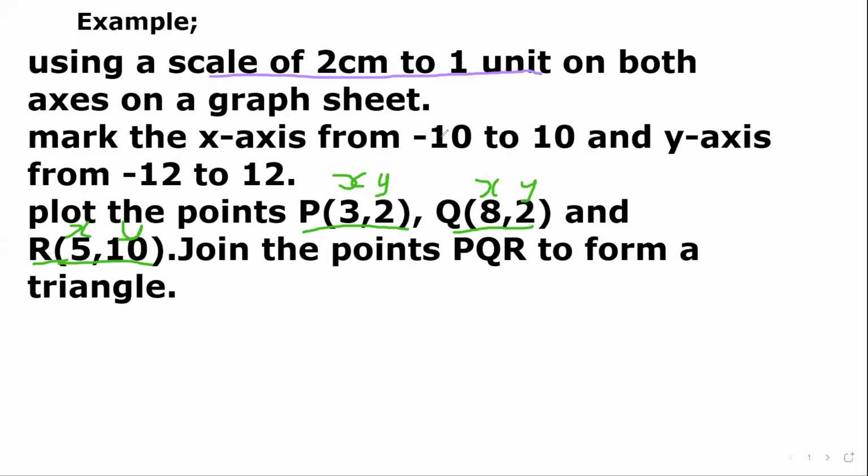So that was the question that we solved. Okay, point P was given to us as 3 and 2, and then point Q 8 and 2, and the point R 5 and 10. So let's move on to the next question.